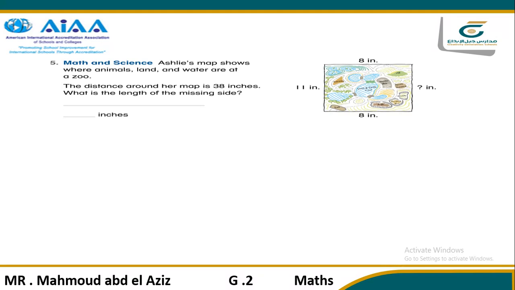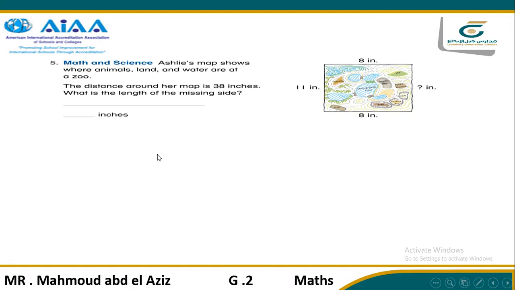Ashley's map shows where animals, land, and water are at a zoo. The distance around her map is 38 inches. What is the length of the missing side? It looks like a rectangle. So you have here 8 inches, and the opposite side here equal 8 inches too. So that's 11, and yeah, excellent, it's 11 inches too.